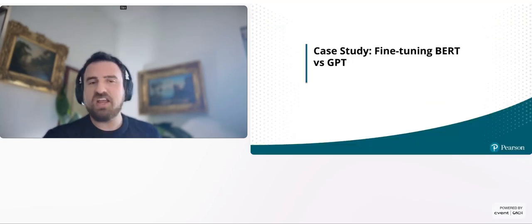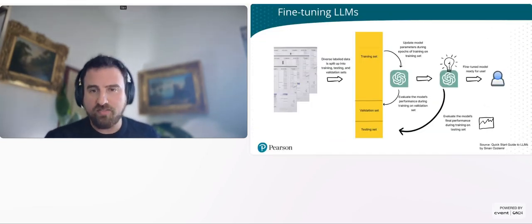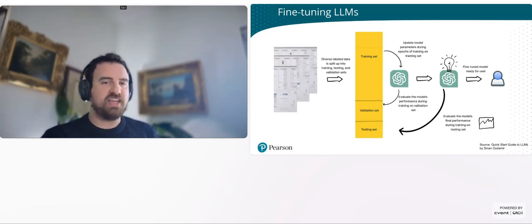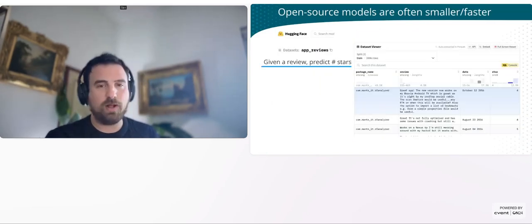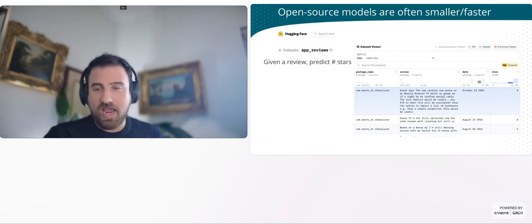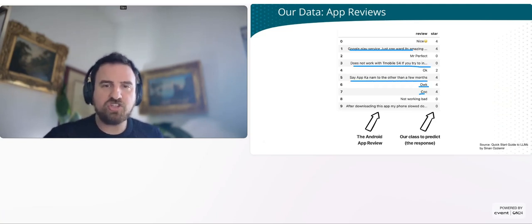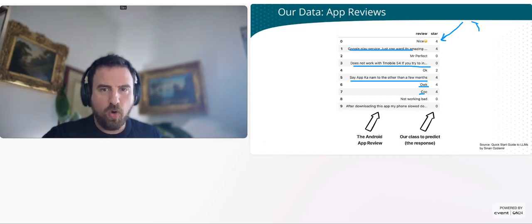So case study in fine-tuning number one is classification. We talked about the process of fine-tuning before, so we don't have to do that again. Here's our data set in this example, and I'll show code to do this as well. The input is going to be a review of an app, and the output is going to be how many stars this person gave. So this is a 5-star rating. This would be a 1-star rating.